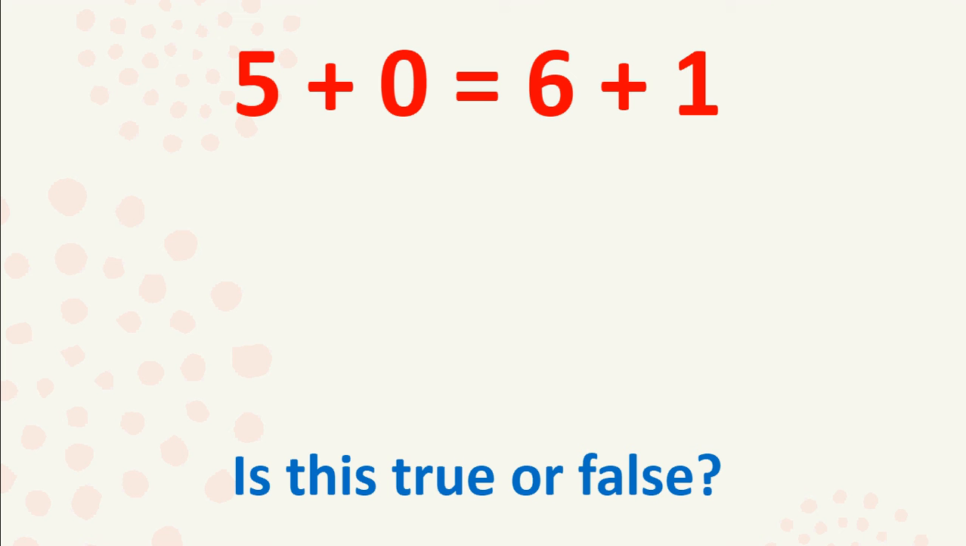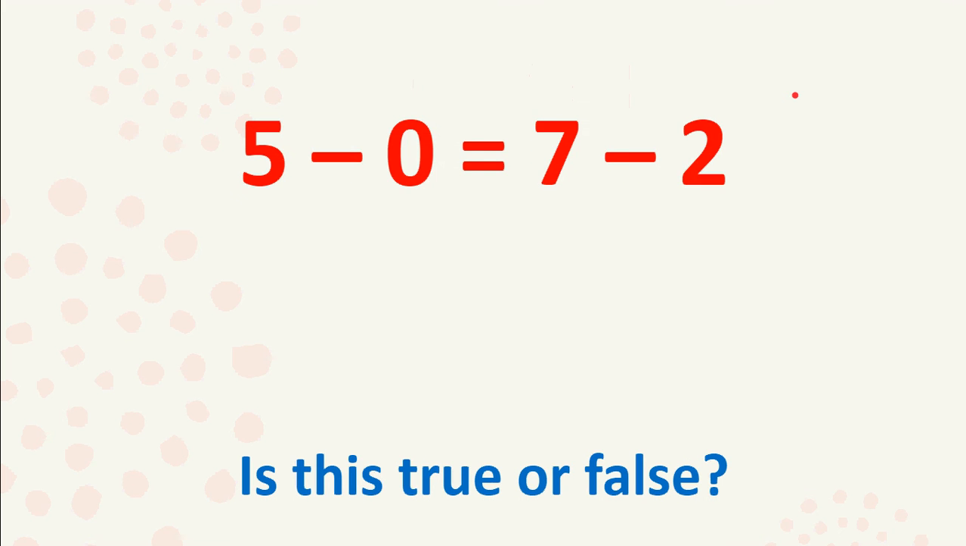5 plus 0 equals 6 plus 1. What is 5 plus 0? Well, that's going to stay at 5. 6 plus 1 is 7. Does 5 equal 7? No, so this statement is false. You can pause these if you would like to work in between.